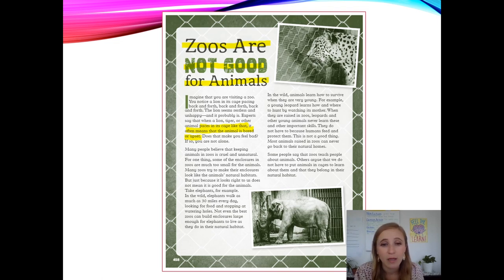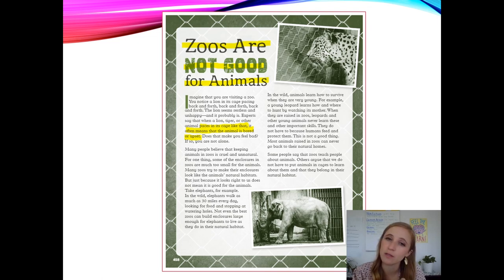Many people believe that keeping animals in zoos is cruel and unnatural. For one thing, some of the enclosures in zoos are much too small for the animals. Many zoos try to make their enclosures look like the animals' natural habitats. But just because it looks right to us does not mean it is good for the animals. Take elephants, for example. In the wild, elephants walk as much as 30 miles every day, looking for food and stopping at watering holes. Not even the best zoos can build enclosures large enough for elephants to live as they do in their natural habitat.